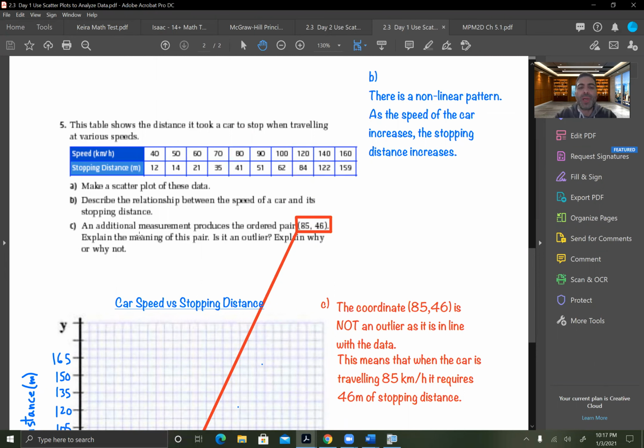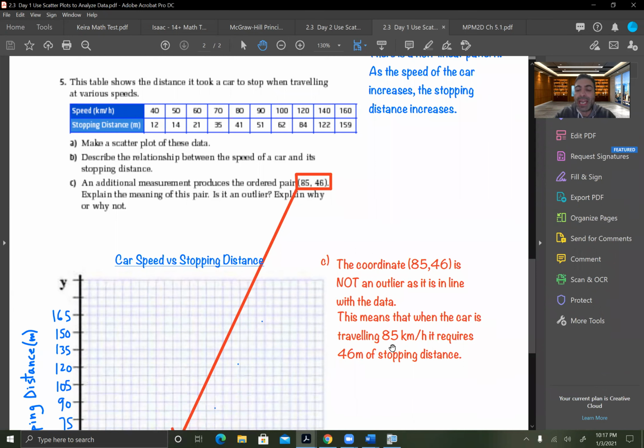Question C says an additional measurement produces the ordered pair (85, 46). So in the testing that they did, they found that if you (85, 46), what does that mean? Well, explain the meaning of this pair. I think I forgot to explain it. Oh, no, here it is. This means that when the car is traveling 85 kilometers an hour, it requires 46 meters of stopping distance. So 85 is the X coordinate or the X axis, which is speed. And the Y coordinate, the 46, is the stopping distance in meters. Okay, so if you're traveling 85 kilometers an hour, it takes 46 meters to stop.